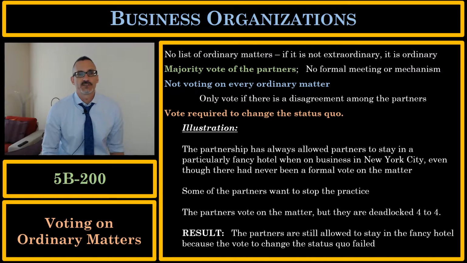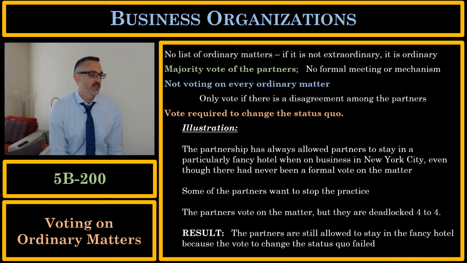So imagine we're deciding between two courses of action. One course of action is something we've already been doing. The other is an alternative. When we vote to change the status quo, which is what we've been doing, we need to approve the alternative.